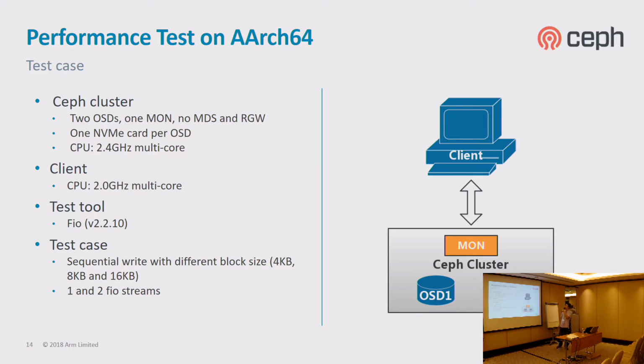And the client is a 2 GHz multi-core CPU, and we benchmarked the performance with sequential write at different block sizes, ranging from 4 kilobytes to 16 kilobytes. And we also tested with different FIO stream numbers, 1 and 2.